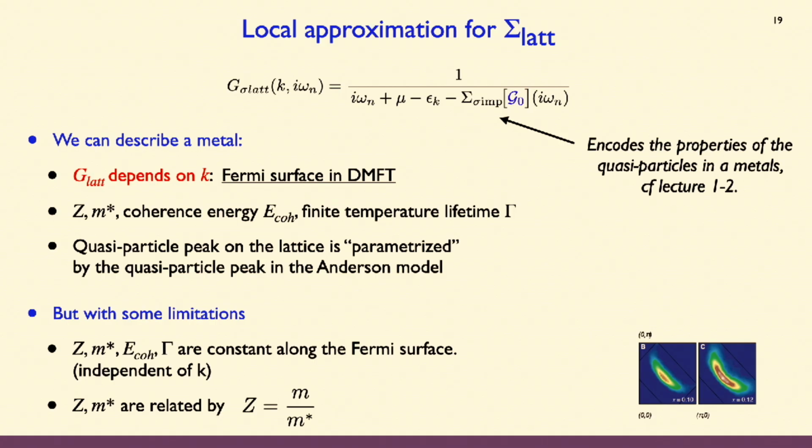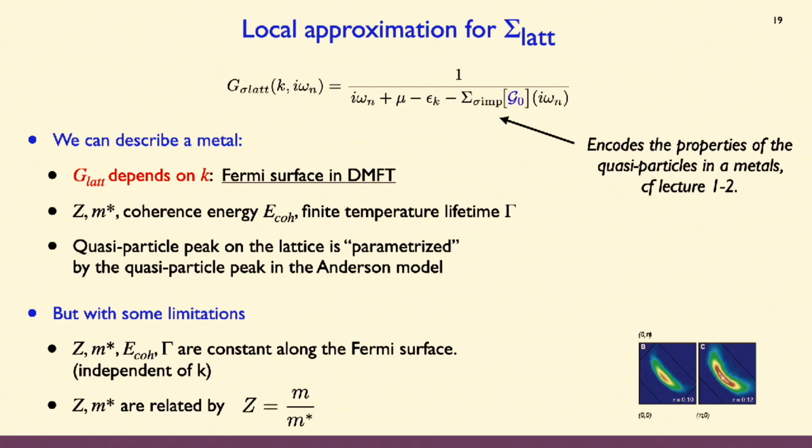And the first remark is that the Green function G lattice still depends on K. The self-energy does not, but the Green function does. So we can describe a Fermi surface in DMFT in this way. We can also get the quasi-particle residue Z, the effective mass, the coherence energy scale, the finite temperature lifetime, because we can extract them from Sigma. Yesterday, I wrote the expansion for Sigma in K and omega. If you have an approximation of Sigma, you have such an expansion, and you can extract Z and M star. So we can describe a Fermi liquid. Somehow, the quasi-particle peak on our lattice is described by the quasi-particle peak in the Anderson impurity model.